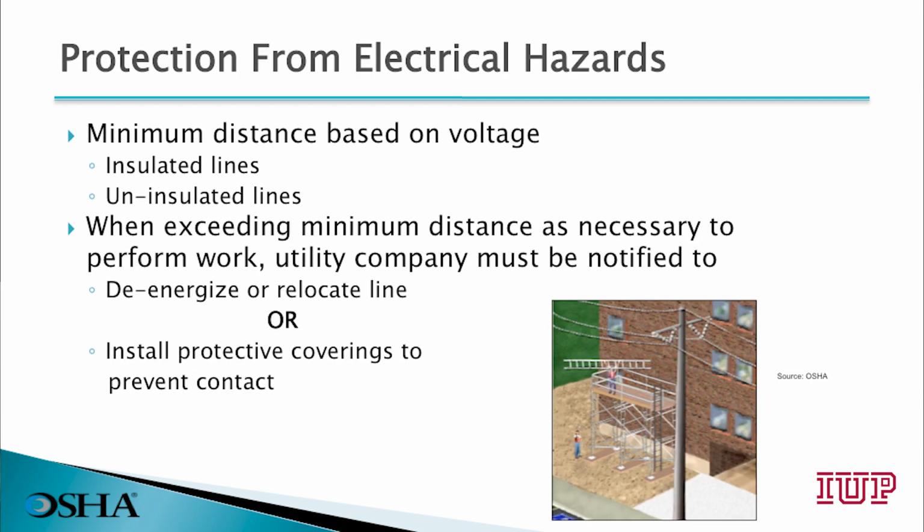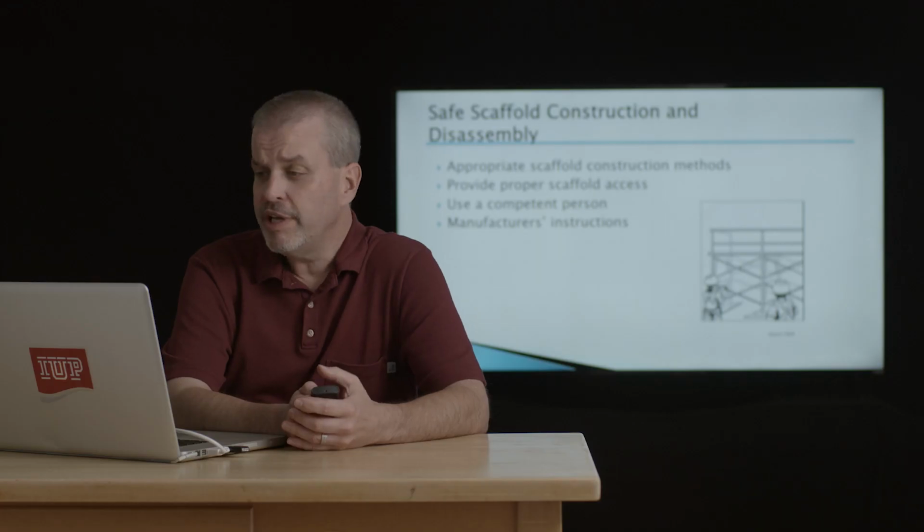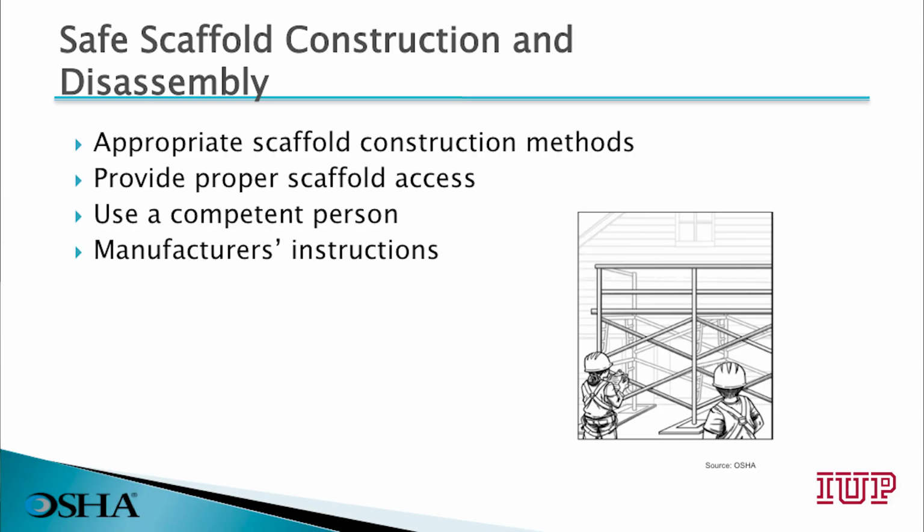To protect against electrical hazards, minimum distances must be maintained on insulated and uninsulated lines. When exceeding the minimum distance is necessary to perform the work, contact a local utility company and have that local utility company de-energize or relocate the line. To ensure safe scaffold construction and disassembly, always follow the appropriate scaffold construction methods. Provide proper scaffold access, always have a competent person on site, and follow the manufacturer's instructions.